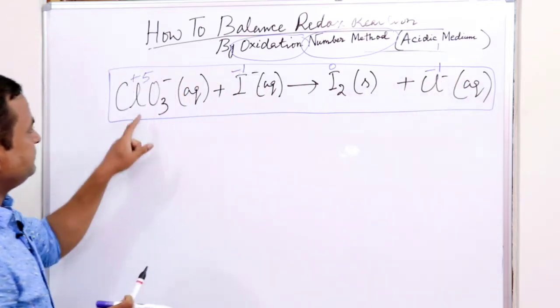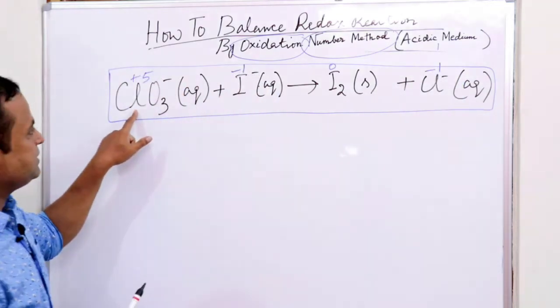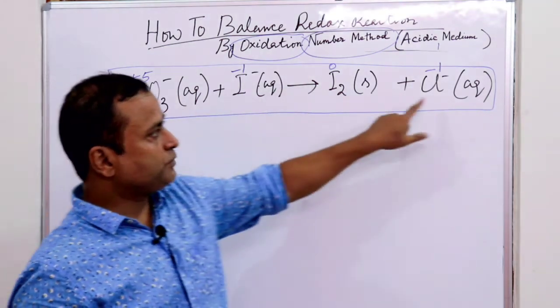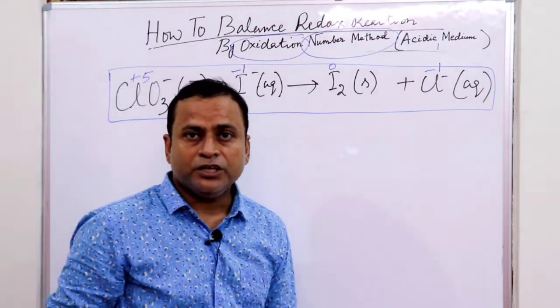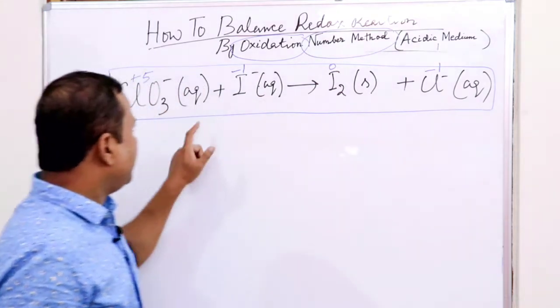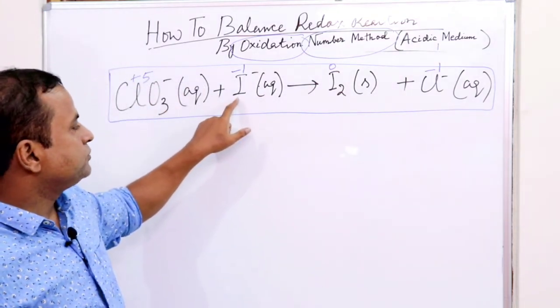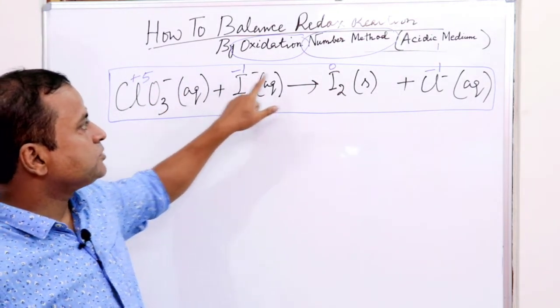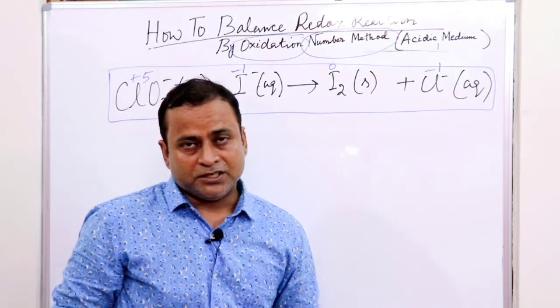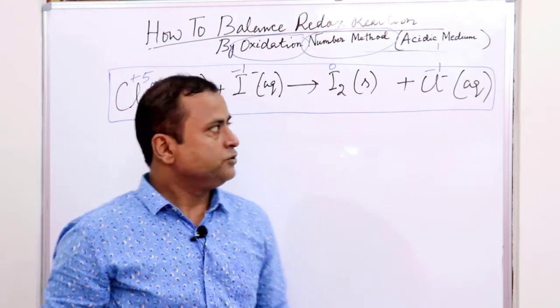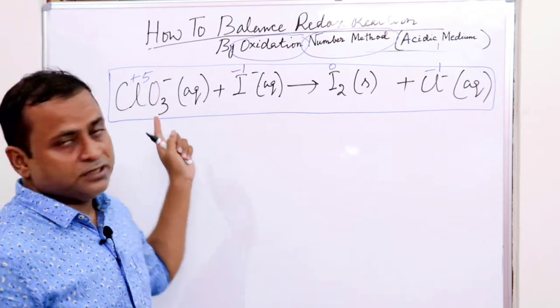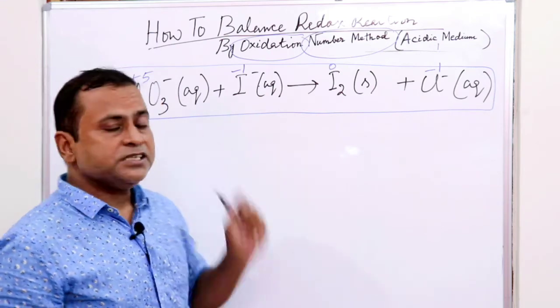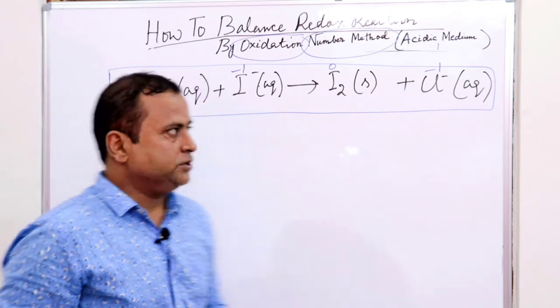Now we can see here the oxidation number of chlorine has decreased from +5 to -1. That means this is undergoing reduction, and the oxidation number of iodine has increased from -1 to 0. That means it is undergoing oxidation. So ClO3 minus is undergoing reduction, I minus is undergoing oxidation.